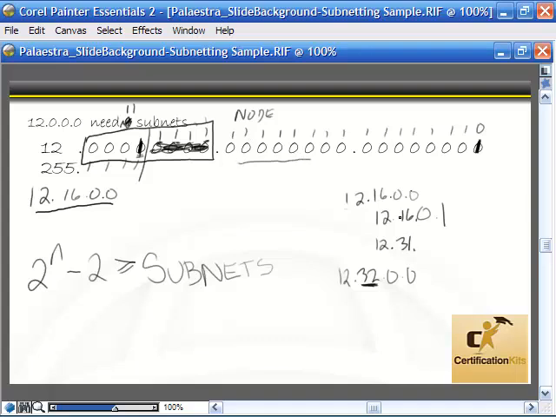This next octet is 255.254, because it's all ones, then a 0. So my valid range of IPs, 12.16.0.1 to 12.31.255.254. Let's go fill those in.